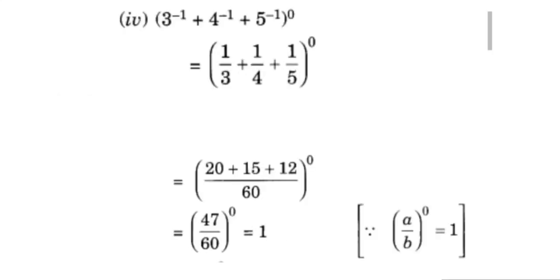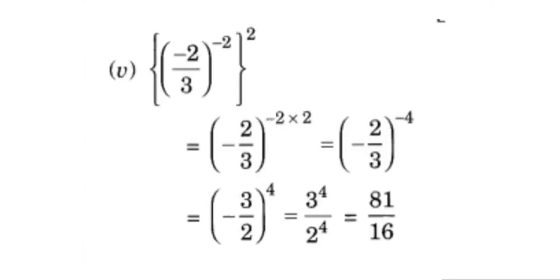Now number 4. 3 raised to minus 1 plus 4 raised to minus 1 plus 5 raised to power minus 1 bracket close and the whole power is 0. So 3 raised to power minus 1 we can write 1 upon 3, same as plus 1 upon 4 plus 1 upon 5 and the whole power is 0. Now we will take the LCM. So LCM is 60. So here it will come 20 plus 15 plus 12 upon 60. So total is 47 upon 60. Power is 0. Answer is 1.